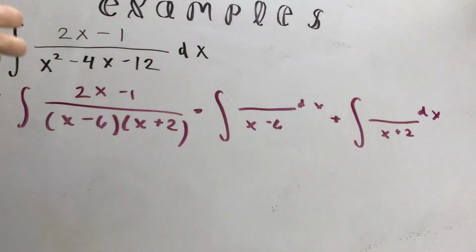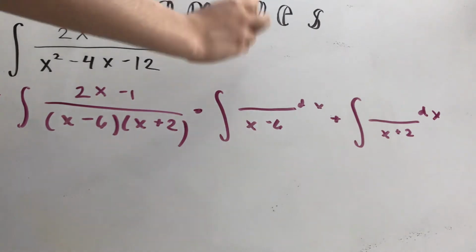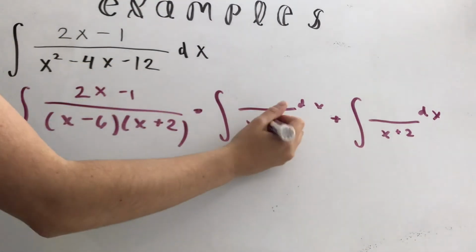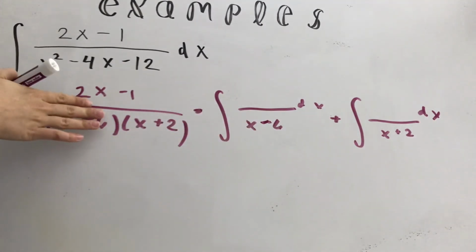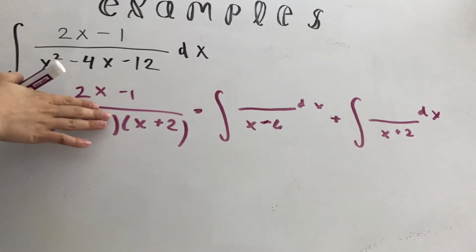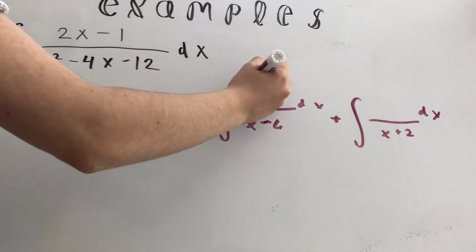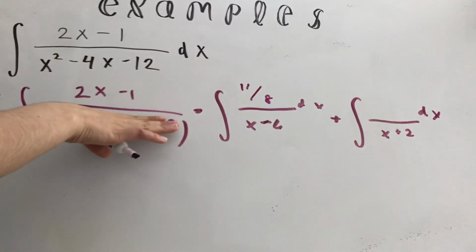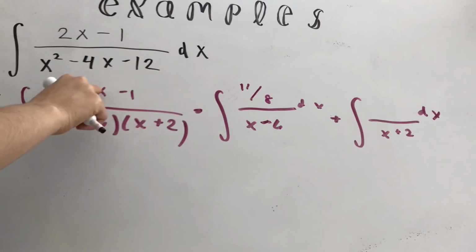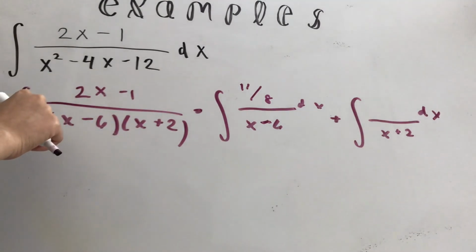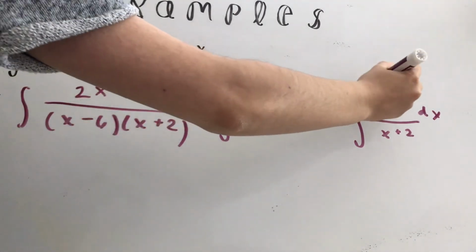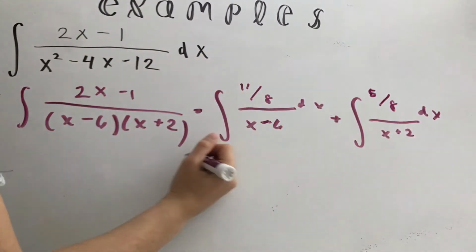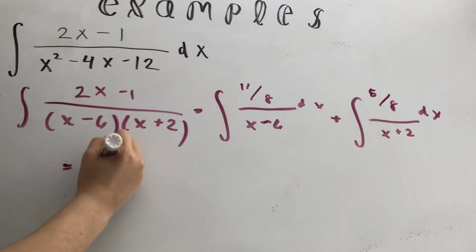All right, you guys tell me what's going to be the coefficient. 6. We're plugging in 6, right? x minus 6 equals 0. So 2 times 6, 12 minus 1, 11 over 8. Negative 2, we're plugging in negative 2, covering up the x plus 2. Negative 4 minus 1, negative 5 over negative 8, so 5/8. Tell me the final answer.